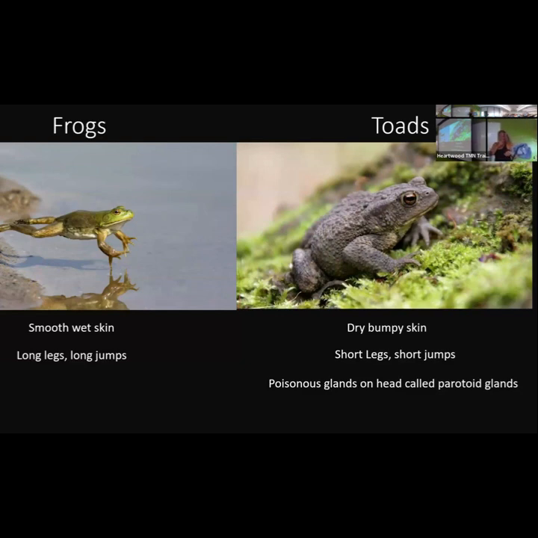The toads also will have parotid glands. So this is a parotoid gland or parotid gland. This is a bullfrog. It does not have a poison gland, a parotid gland. It has a tympanum, which is its ear. It's an eardrum, essentially.